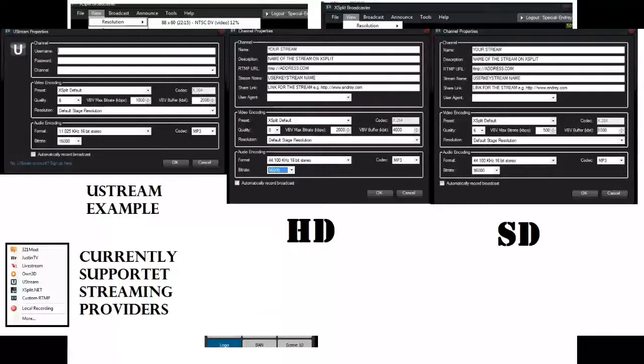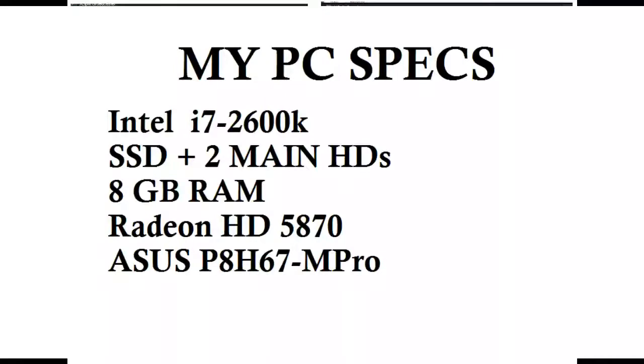Now let me come back to my PC specs, so you have some information about what my PC specs are and how I am able to stream in 720p HD right now. So my current specs are, oops, wrong button. Here we go. I have an i7 Sandy Bridge second generation 2600K processor. I have an SSD and two main HDs.